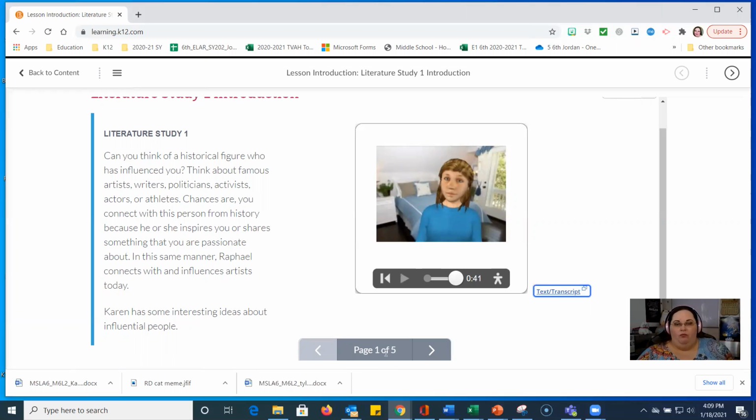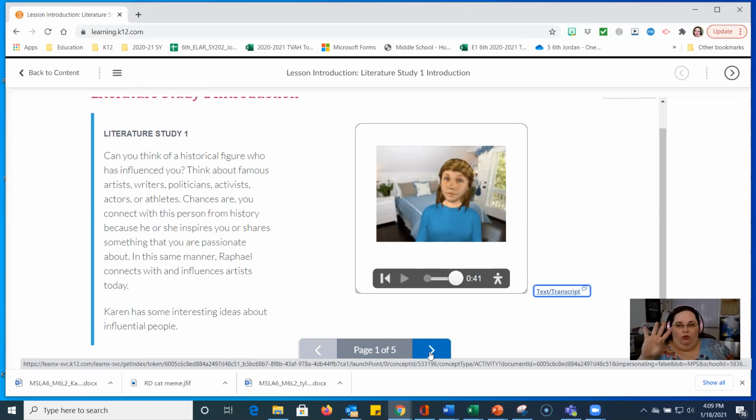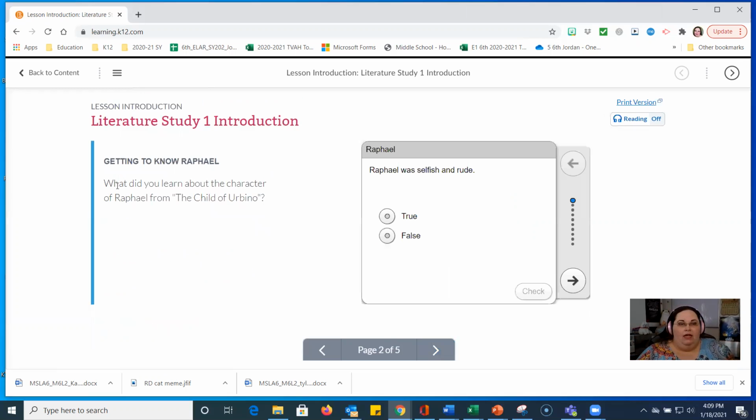All right, you see down here we have 1 of 5, so that tells us we have 4 more slides we need to go through. So we're going to click that button to go to the next slide. Getting to know Raphael. What did you learn about the character of Raphael from the Child of Urbino? So we're kind of going to get a review of the Child of Urbino. If you have not read the Child of Urbino, you need to stop right now, go back and do lesson 1, because this is going to build off of each other.